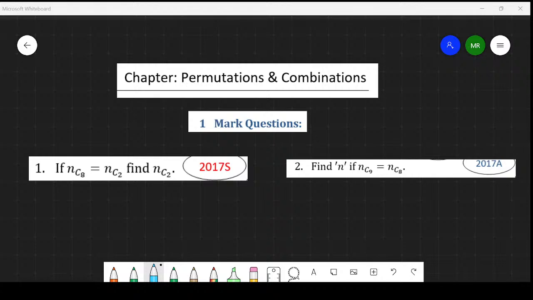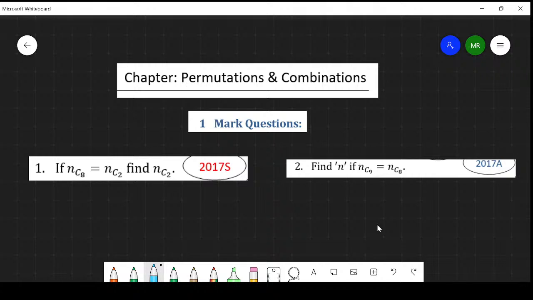It takes exactly around 1 hour 10 minutes. Approximately 20 to 30 questions I am going to explain. In permutation and combination, they will ask 1 mark questions, 3 marks and 5 marks. These are the questions they are going to ask. Now you can see the topic.